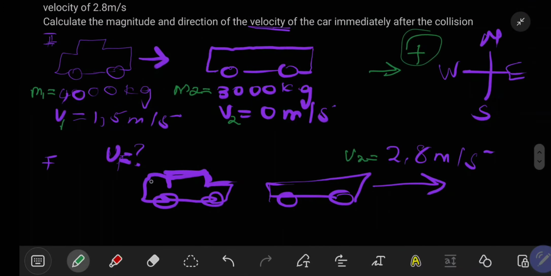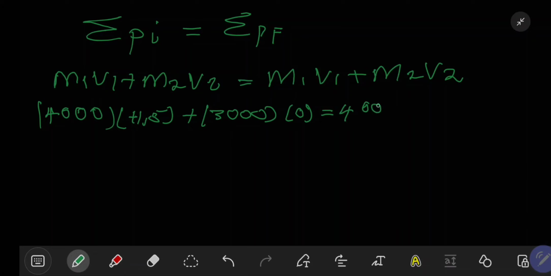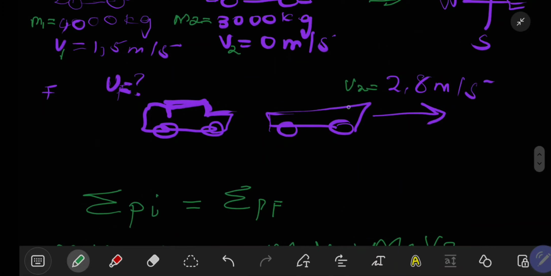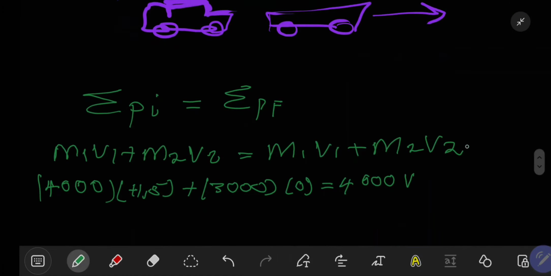Because the mass obviously didn't change, we have 4,000 multiplied by the velocity that we are looking for, the velocity of the car. And here we have the same mass of the wagon, which is 3,000, multiplied by the new velocity of the wagon. So we add 3,000 multiplied by positive 2.8. Then this one will give you 0.